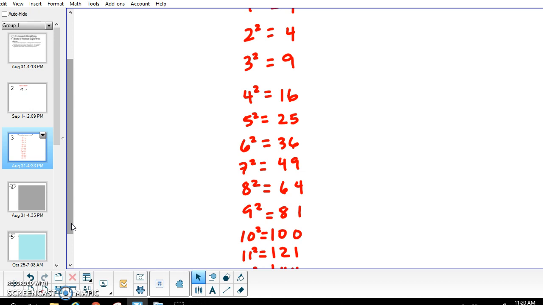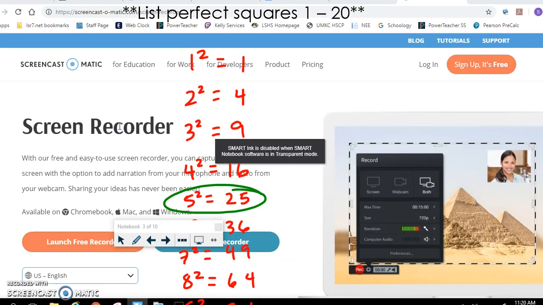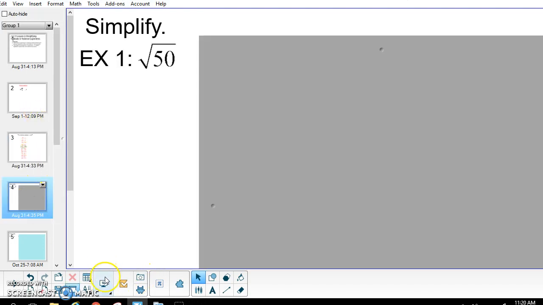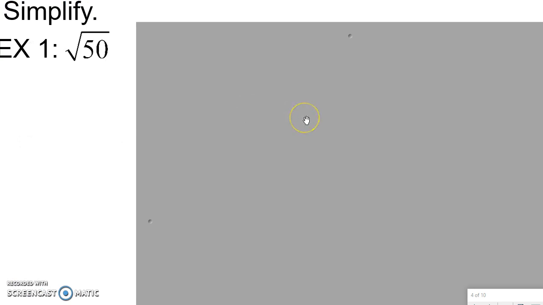So I'm looking through, I'm starting at the bottom, and all right, I see, okay, 25. So I'm going to rewrite the square root of 50 using 25. So I'm not changing the value at all. So 50 is 25 times 2. So I'm going to write the perfect square first. I'm going to write the 25 first.